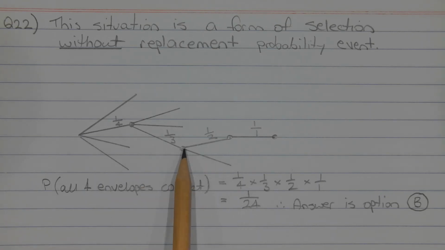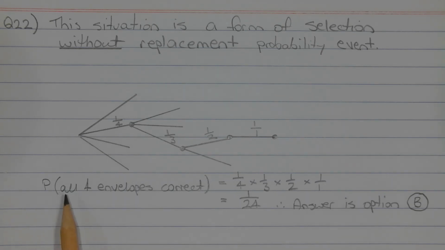So let's say the second envelope is assumed to be correct. There are 2 envelopes left to choose from, and Sonia has a 1 in 2 chance of getting the third envelope correct. Assuming all 3 envelopes are correct, the 4th envelope, since there's only 1 left, must also be correct.